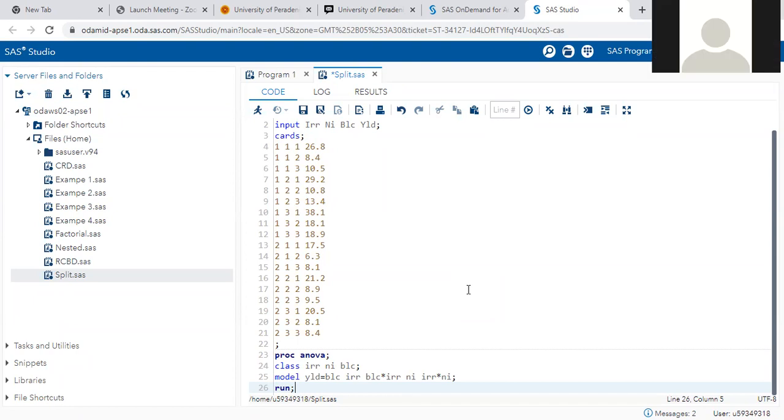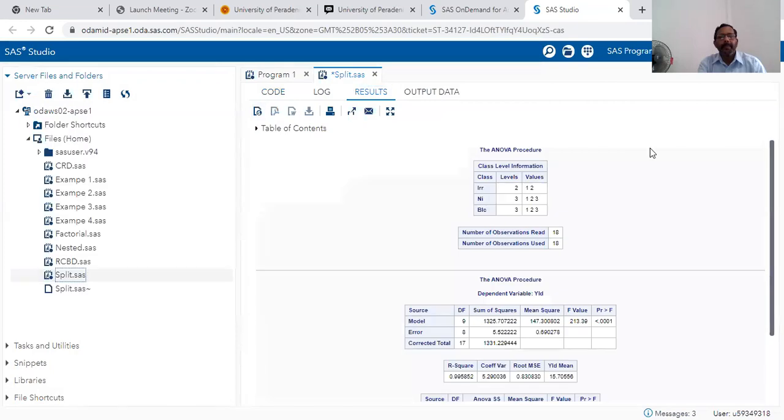Okay, sir. Right. We will submit the program. As usual, the first step, the whole information is coming up. Irrigation level, 2 levels. Nitrogen, 3 levels. Block, 3 blocks. Total observation is 18. So look at the model.